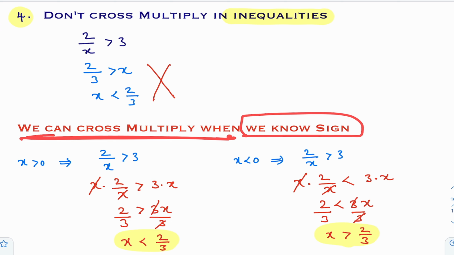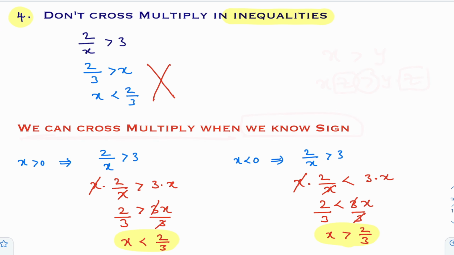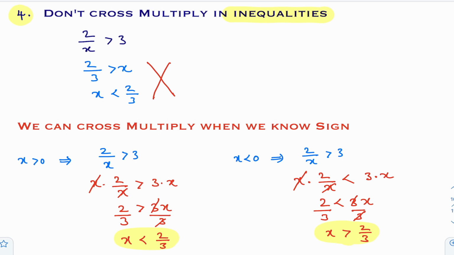Without knowing that whatever number you are multiplying, suppose x is greater than y is there, I'll multiply with some z. xz is greater than y into z. This is wrong because you need to know z is positive or negative. Based on that, this inequality sign changes. So I hope you understand these basic things related to inequalities.